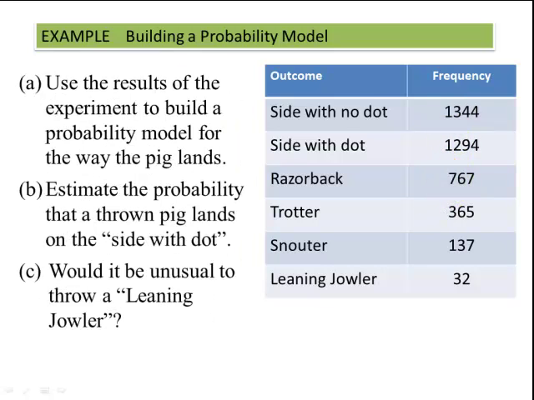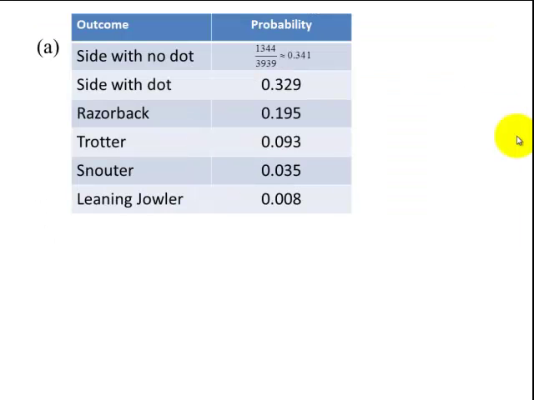So A, we're going to use the results of this experiment to build a probability model for the way the pig lands. B, we're going to estimate the probability that a thrown pig lands on the side with a dot. And last, part C, would it be unusual to throw a leaning jowler? Okay, we'll begin with A.